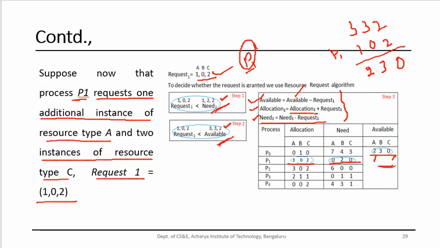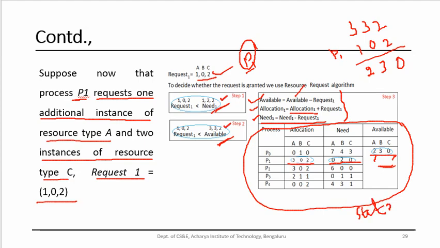Now what we have to do? We have to now send this state. You can call this a system's state. You can send this state to the safety algorithm as input and check whether this state is safe. If this state is safe, then we can make this allocation permanent. Okay, let's see whether we have a safe sequence or not.